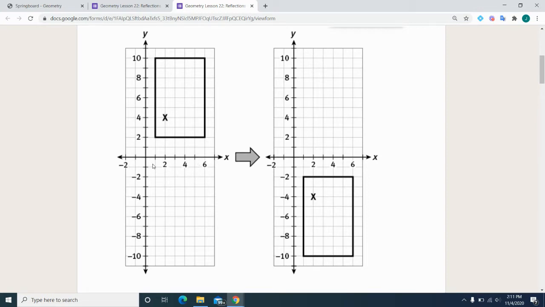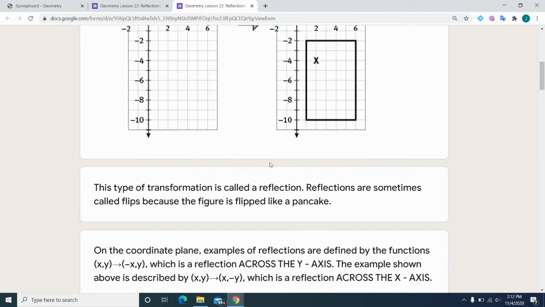So just imagine it's something you would flip, like a card, right? If it's face up right here, then you take it and you flip it so it's face down over here. All right, imagine that motion. So whatever was up on top right here goes all the way down to the bottom, and whatever was in the bottom is now on the top because the whole thing flips over. So this is called a reflection. We call them flips because the figures flip like a pancake.